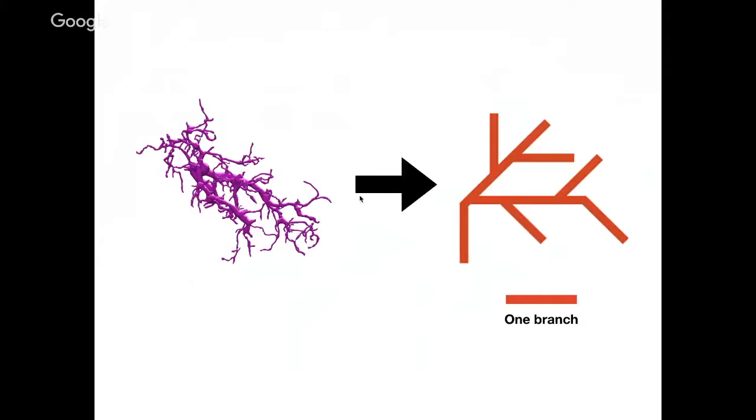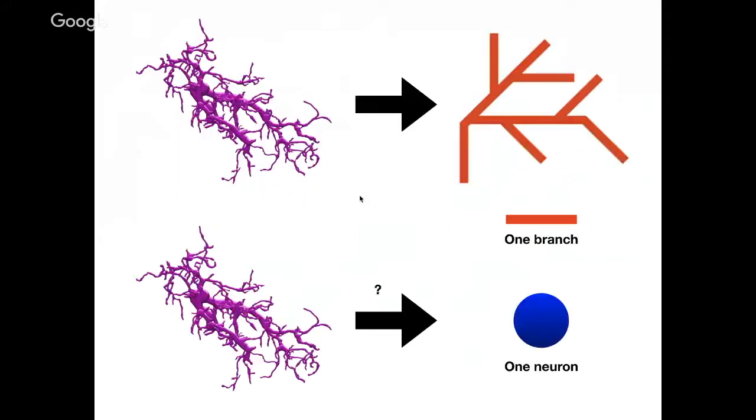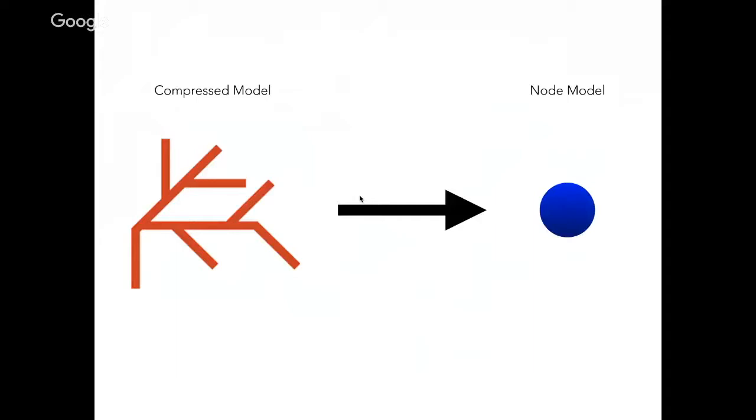So the way we're going to do this is, when we made this model, we made a simplification where we took each branch as corresponding to one branch in a dendrite. So why don't we go even simpler, by taking this whole complicated neuron structure and simulating it as if it were just one neuron? The question is, how would we get there? We made a simplification by taking the compressed model and compressing it even more into this one single node model.